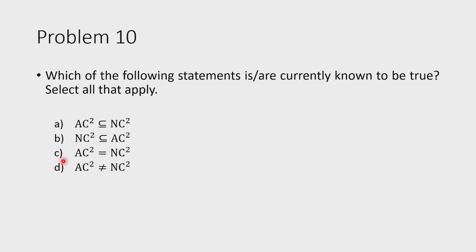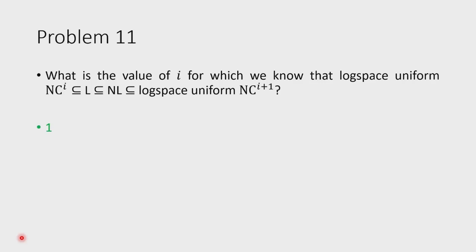Maybe B. Yeah, the answer is B. So whether or not AC2 is equal to NC2 is an open problem. So that rules out the third and fourth as well, because if the third were true, then A and B would imply that C is true.